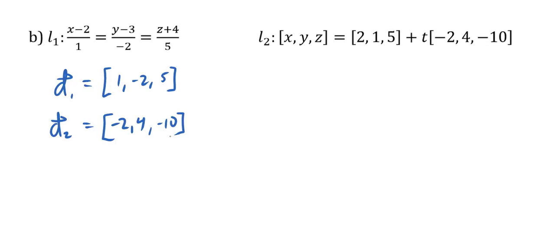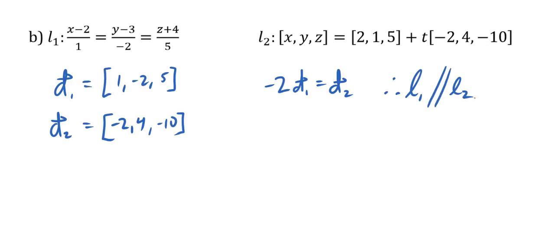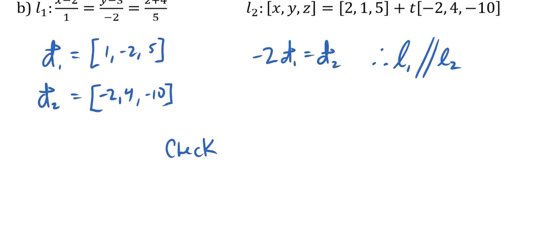What did you notice when you did this part? Hilaf? So negative 2 times d1 will give me d2. Therefore, parallel. So just like the first example, we're going to pick a point and check it in the other. So I'm going to check 2, 3, and negative 4 in L2.